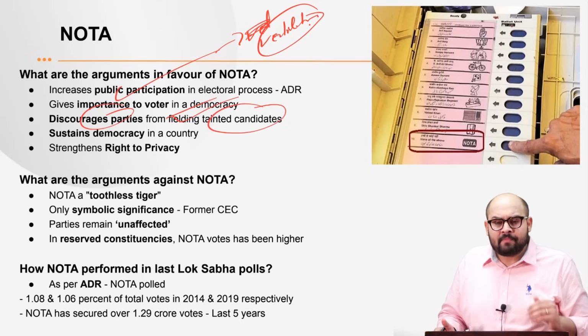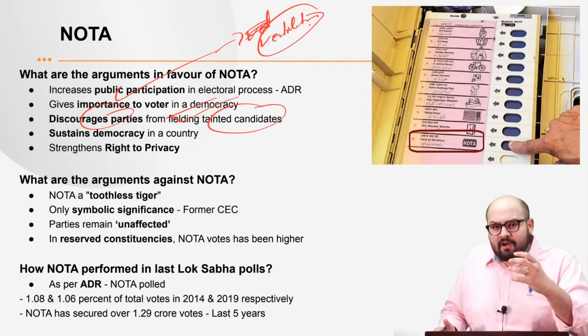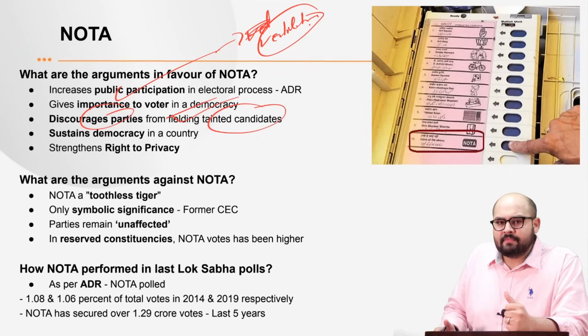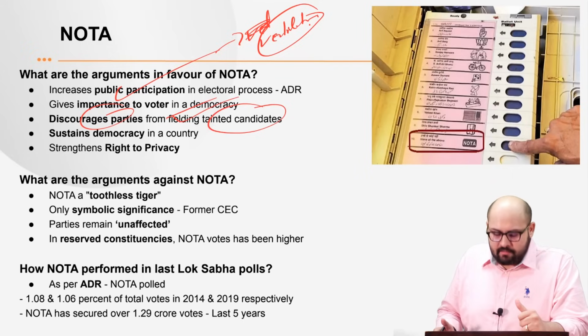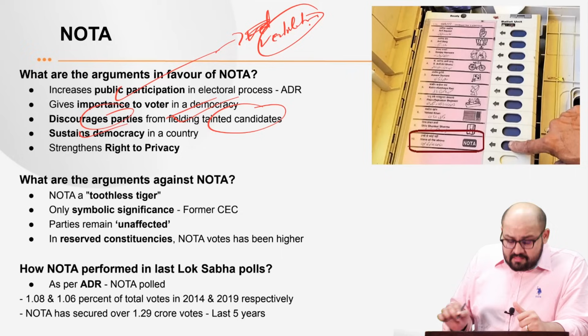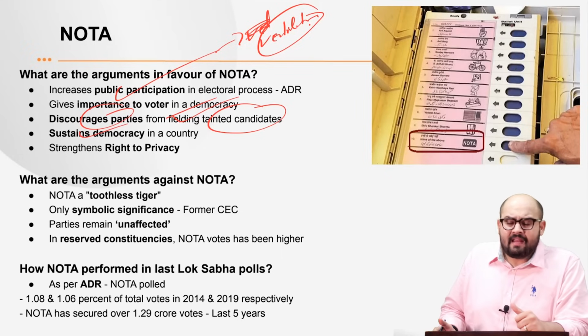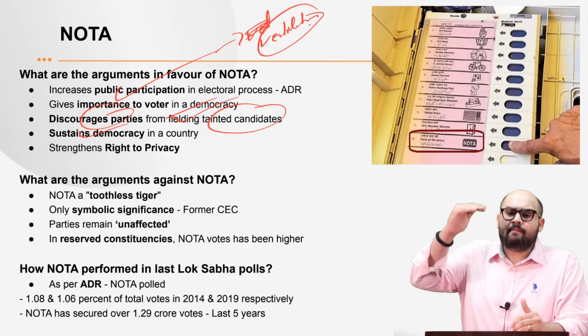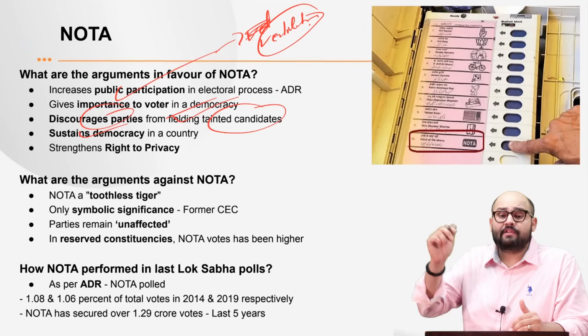What it means is, let's say if the proportion of the NOTA votes is higher, then the political parties will have to introspect whether they are fielding the right candidate or not. Then it sustains democracy in the country, right? Because you are placing the voter on a higher pedestal. You are giving him the right to reject.